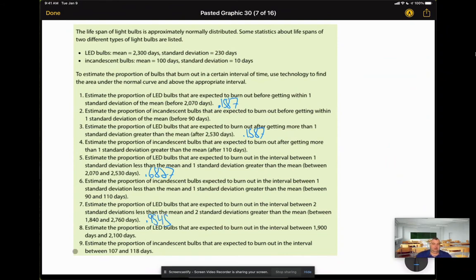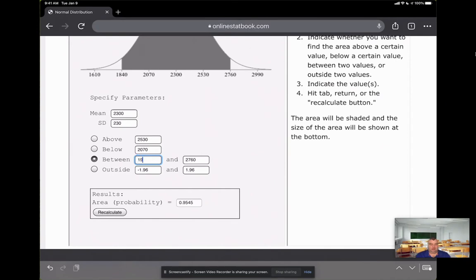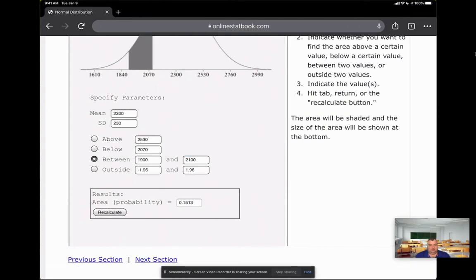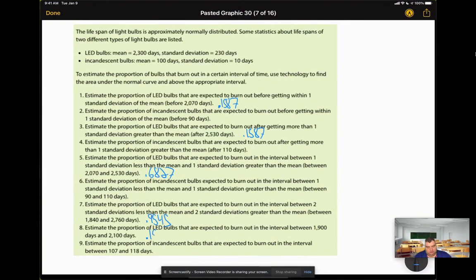Okay. And then the next LED one is number 8. So estimate the proportion of LED bulbs that are expected to burn out in the interval between 1900 and 2100 days. So again, between 1900 and 2100 days. And I'm going to recalculate, and I get an answer of 0.1513. Okay, so those are all of the problems having to do with LED bulbs.